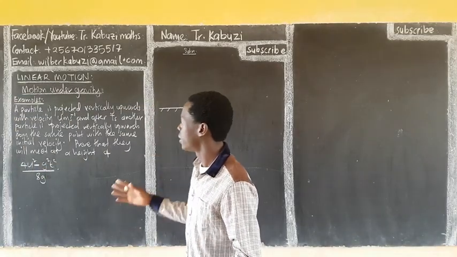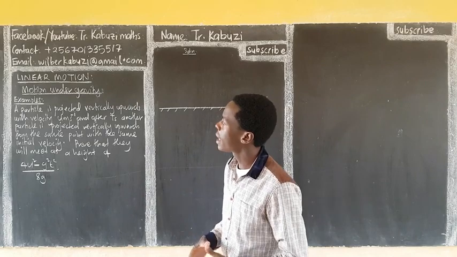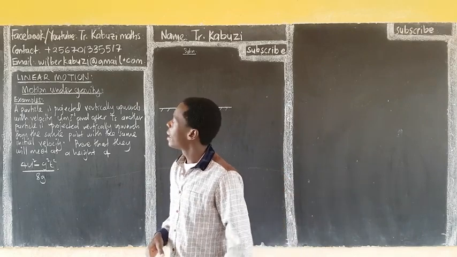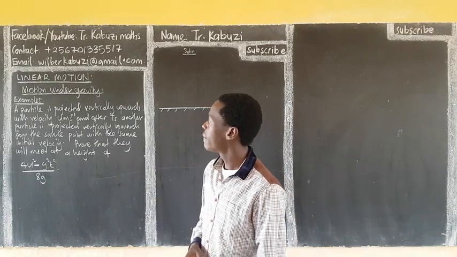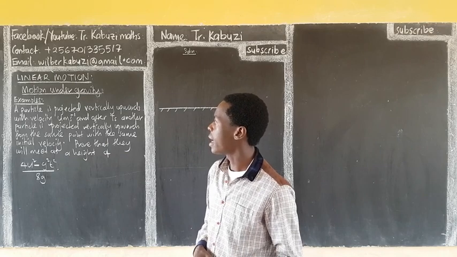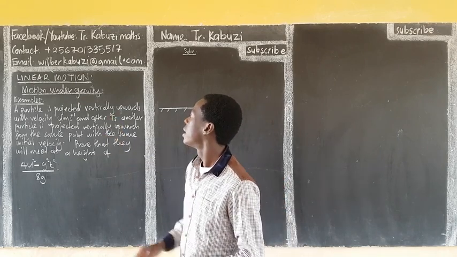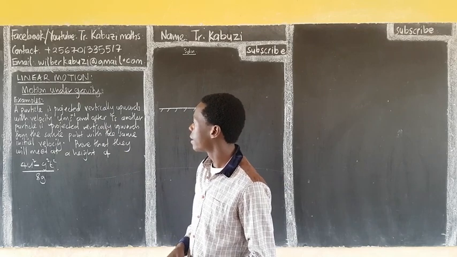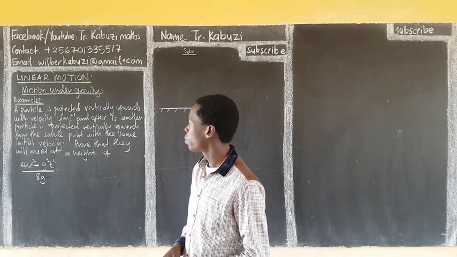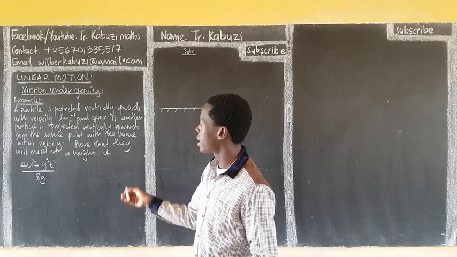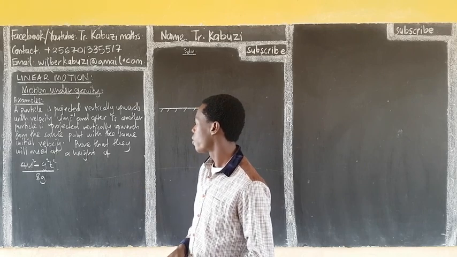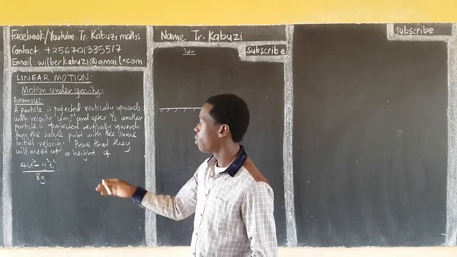Okay, so we have this question, which is a proof. We are going to see how we apply that. A particle is projected vertically upwards with velocity u, and after time T, capital T, another particle is projected vertically upwards from the same point with the same initial velocity. Prove that they will meet at a height of that.